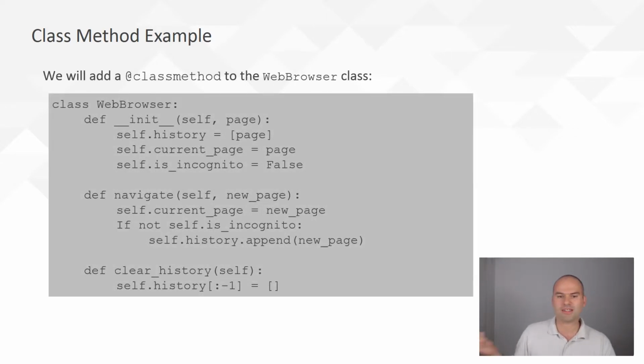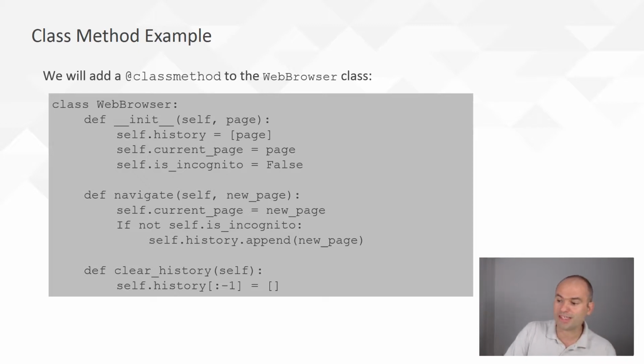We're going to apply this to the web browser program, which we've looked at in both slides and the code. Here's a sort of upgraded version. You're basically creating a browser object. These are the attributes: history, current page, incognito state. These are the instance methods. Navigate: you enter a new page that's set as the current page. If not incognito, the history is appended.